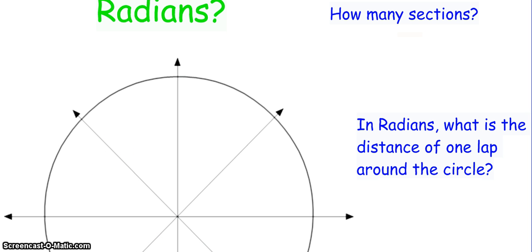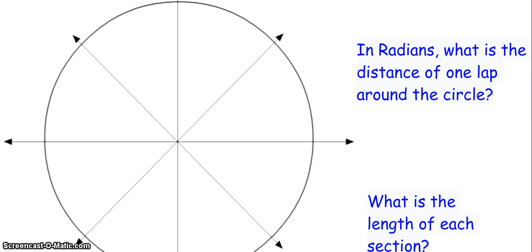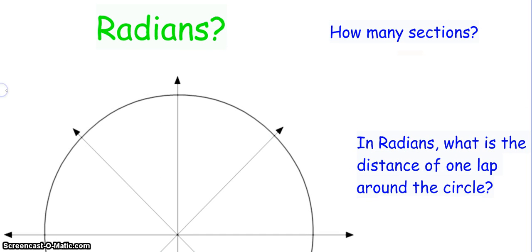Alright, if you look at this circle, how many sections are there in this circle? How many slices? Think of this as a pizza. Pause the video, answer that. Okay, so hopefully you recognize there's 8 sections.